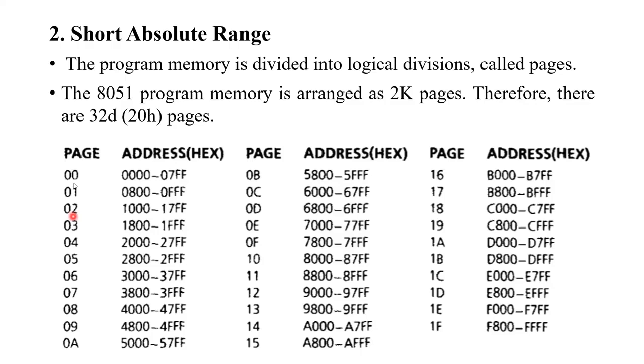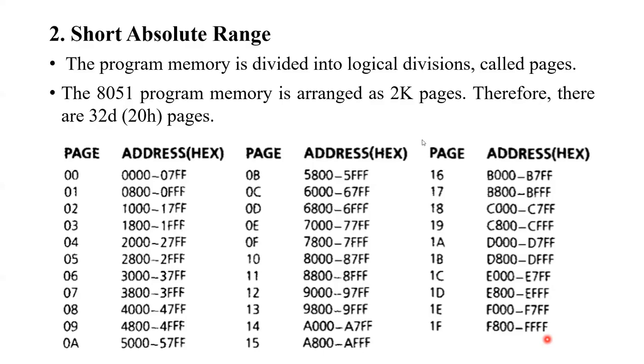For page 0, it is from 0000 to 07FF. For page 01, this is the address. For page 1F, it is F800 to FFFF. FFFF is nothing but the last byte we have; we get around 64 kilobytes, around 65,535 if you calculate it. That is the last byte we have. It will address all the 64 kilobytes of program memory.